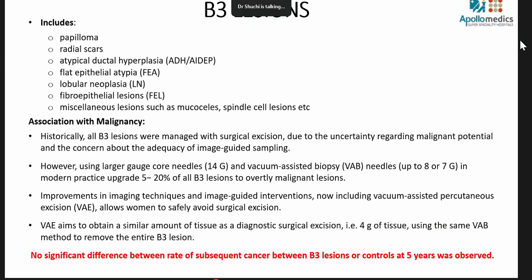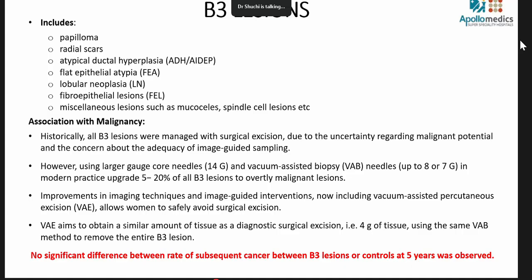Use large gauge 14G vacuum-assisted biopsy. And all these can upgrade 5 to 20% of all these B3 lesions to overtly malignant lesions. If you are doing a vacuum-assisted biopsy or a large gauge 14G biopsy, then you can detect overtly malignant lesions in them. Improvement in imaging techniques, image-guided interventions, and vacuum-assisted percutaneous excision allows women to safely avoid surgical excision. VAE aims to obtain a similar amount of tissue as a diagnostic surgical excision, that is 4 grams of tissue, using the same method to remove the entire B3 lesion.